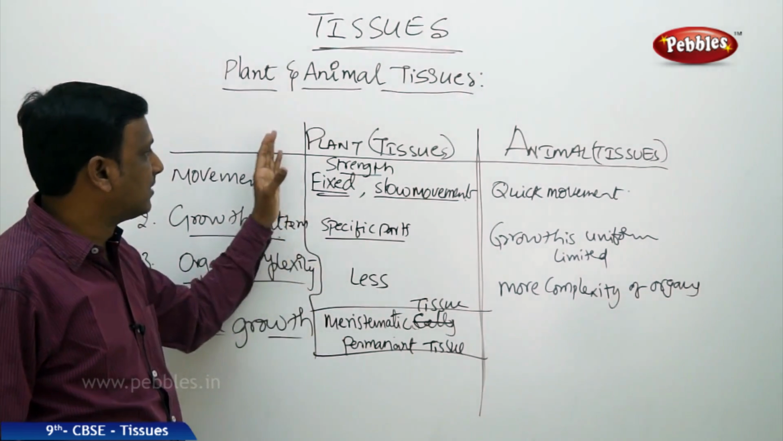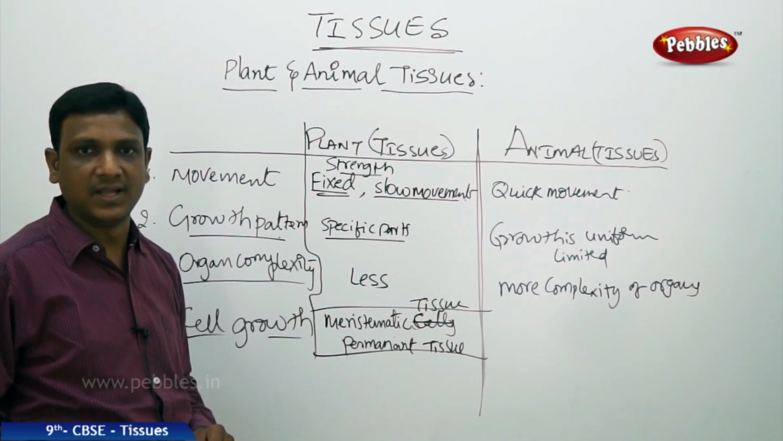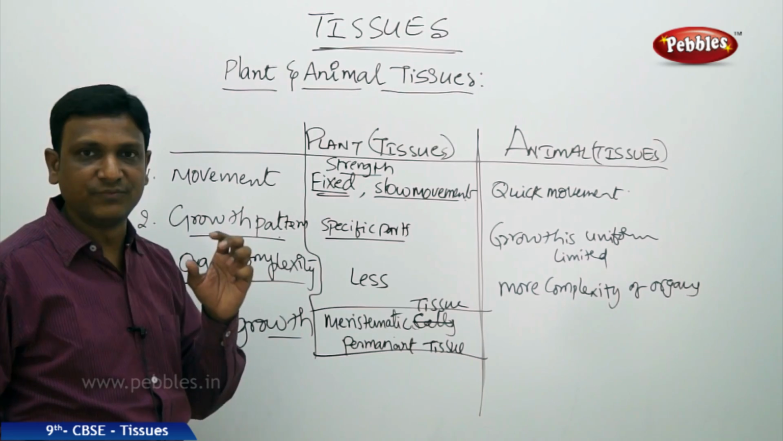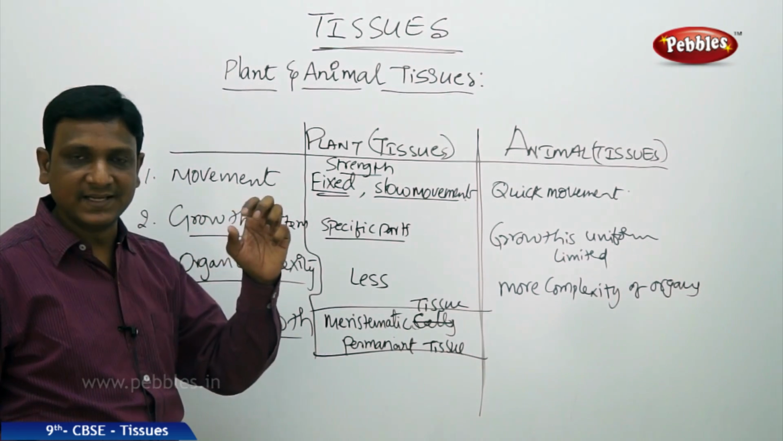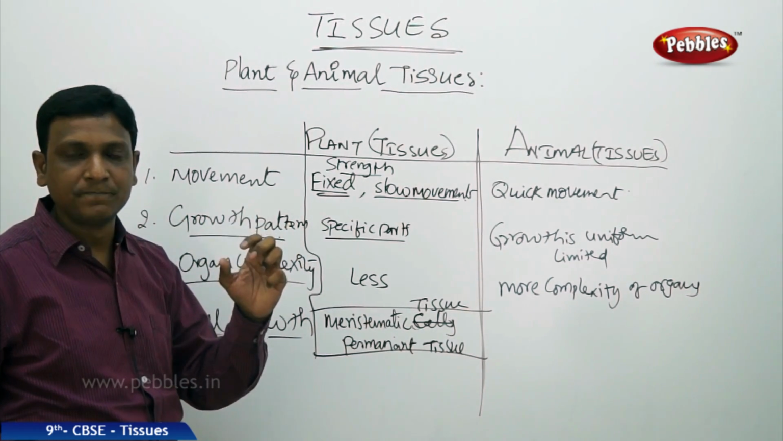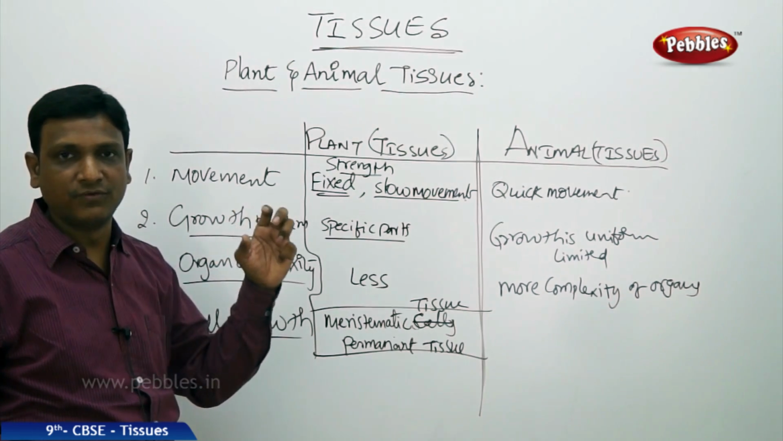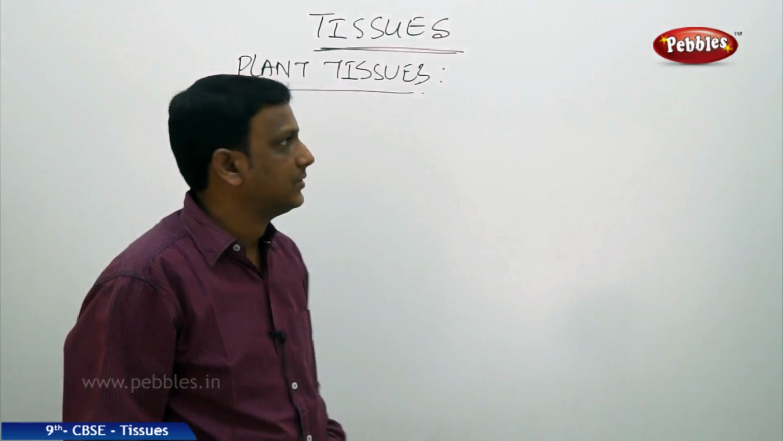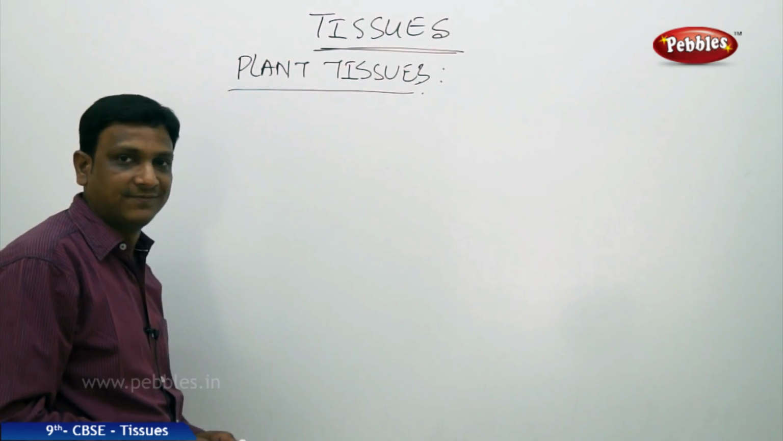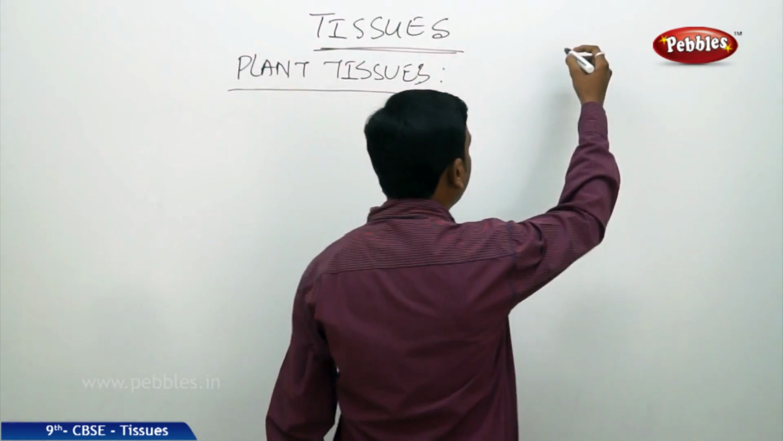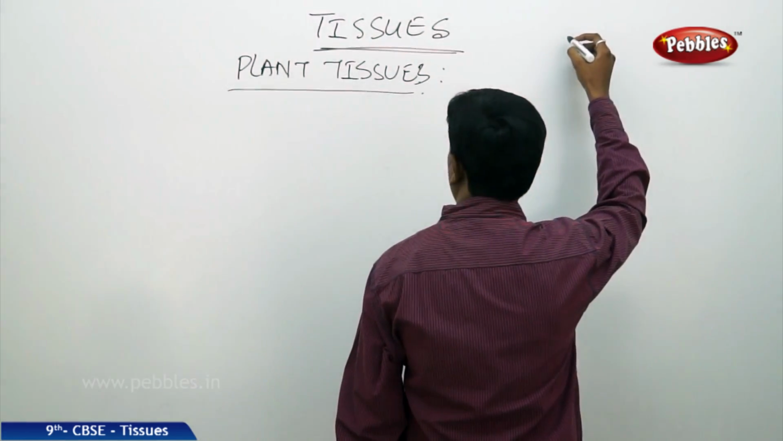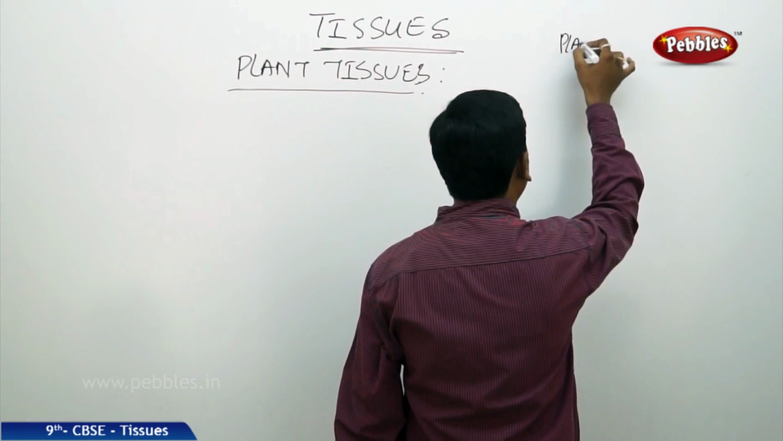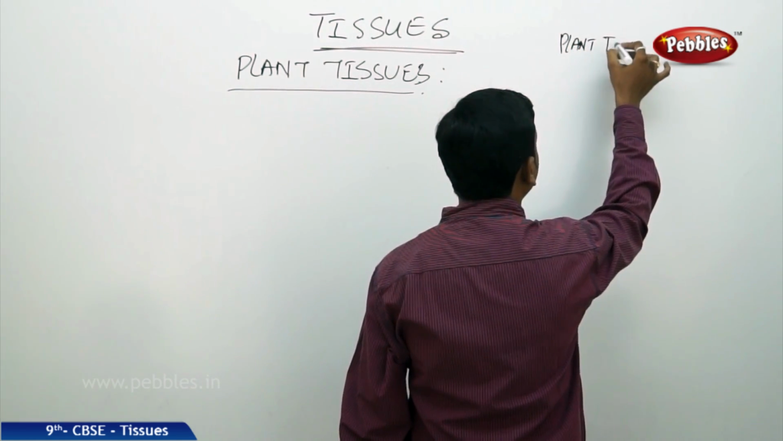Now let us begin with the plant tissues. First we discuss what the different kinds of plant tissues are, what their structure and function are, and how they are organized in the body of a plant. So let us talk about the plant tissues at first. Let us see the basic division or classification of plant tissues.